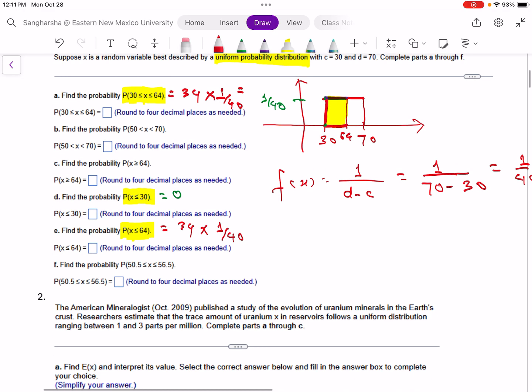And yeah, the remainings are pretty similar. Can you just do the remaining from A to F? It's a rectangle. You find the length of a rectangle. Make sure you have the correct region, okay? To find the area, you have to find the correct region. And once you have that correct region, you just find the length and multiply by the height, which is 1 over 40.